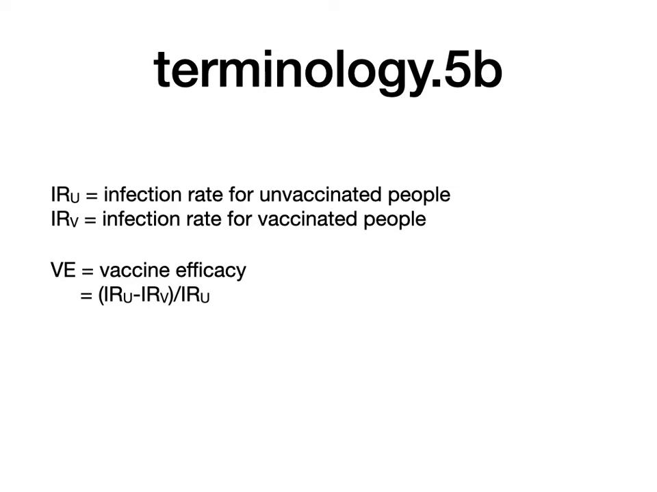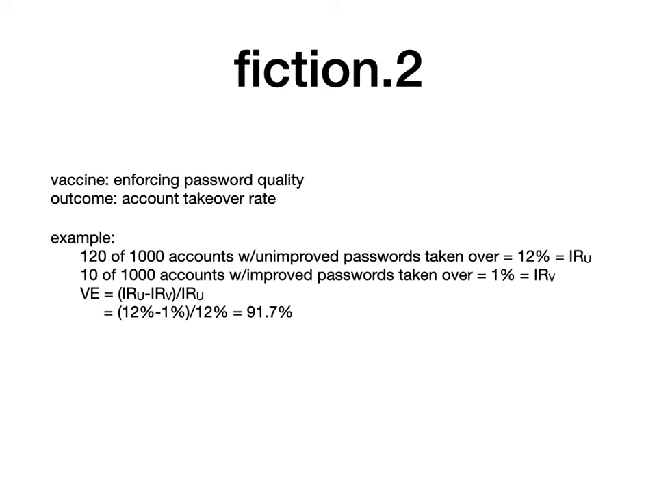Again, symmetric math. Infection rate for unvaccinated people, IR sub U. Infection rate for vaccinated people, IR sub V. Vaccine efficacy. Does that look familiar? It should. It's the same symmetric math: IRU minus IRV divided by IRU. Nothing exotic here. So let's do another fiction.